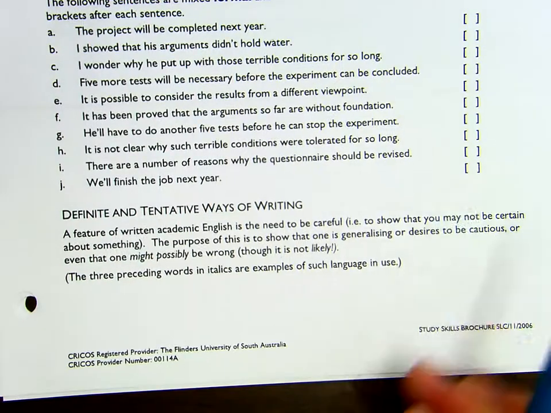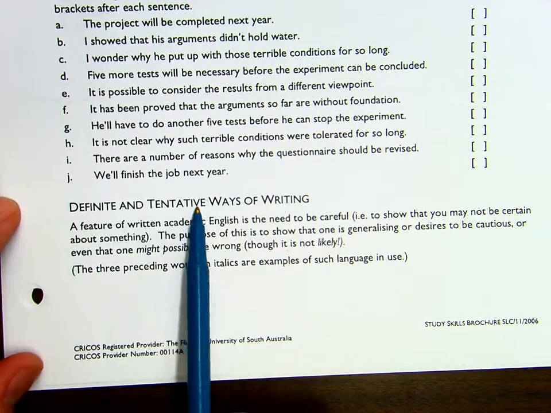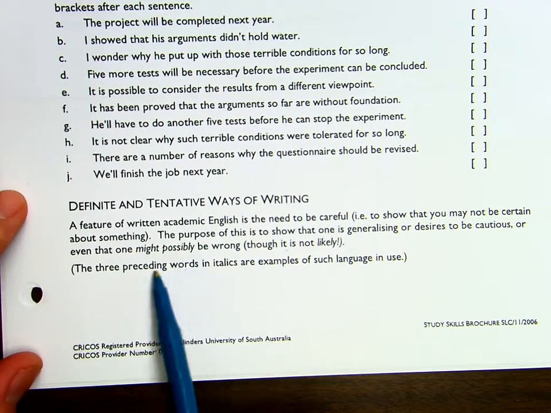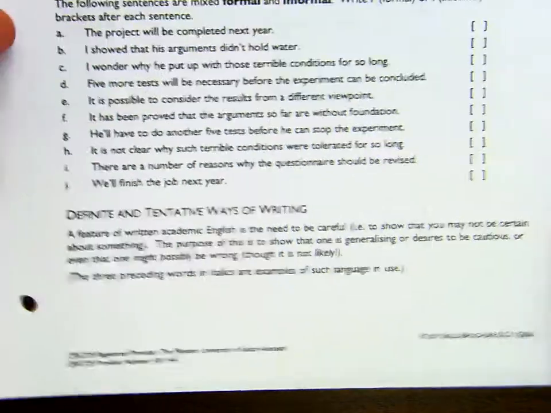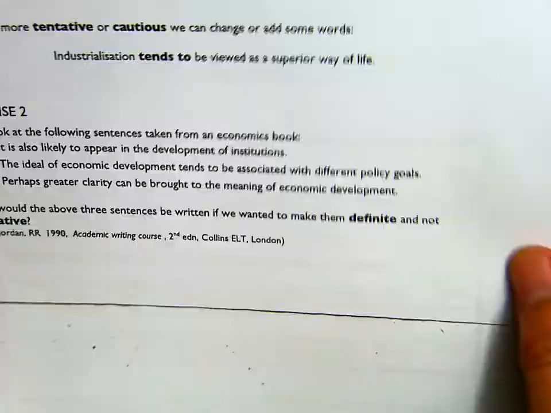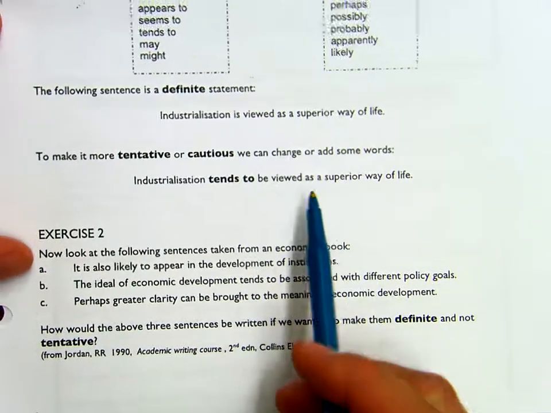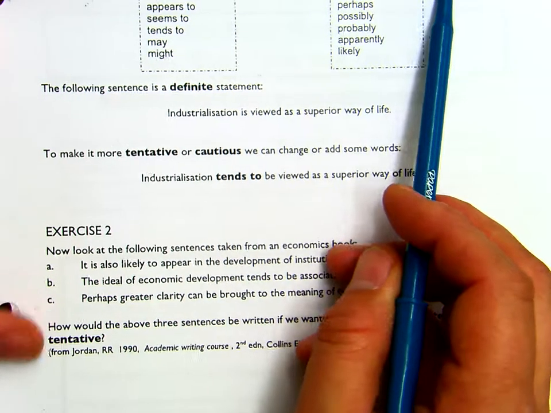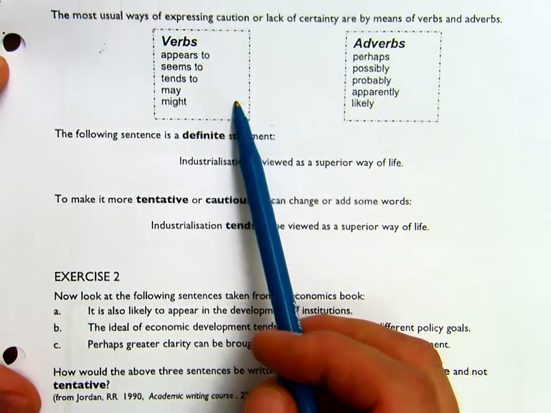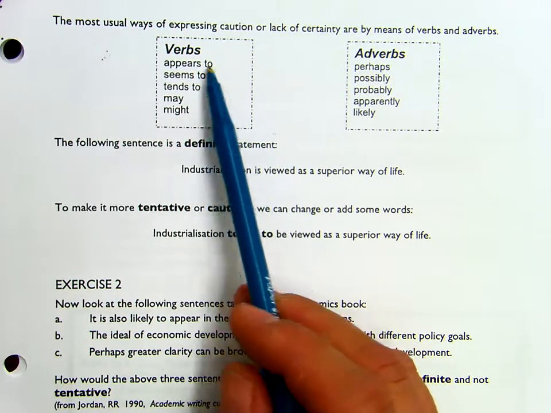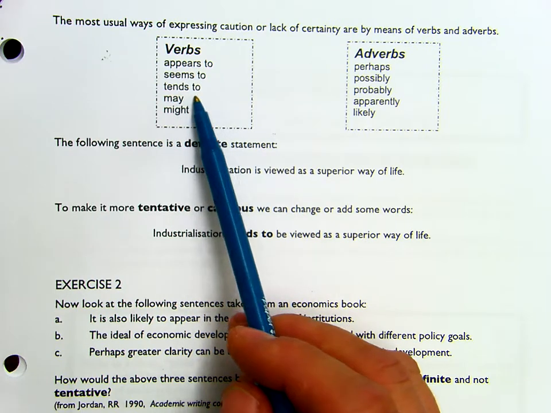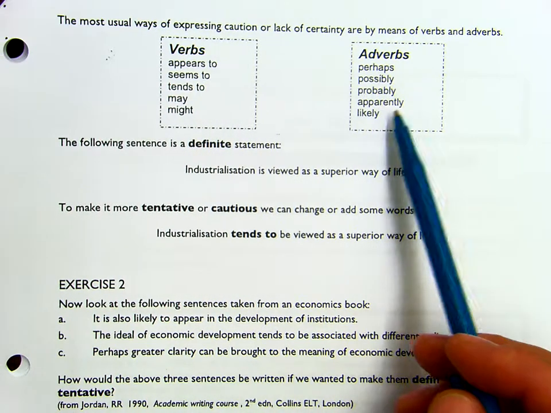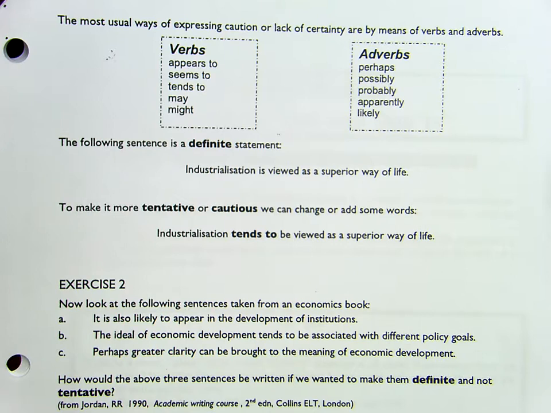Lastly, you want to write definitely. There's a definite way of writing and a tentative way of writing. In other words, you want to be definite about what you say in your writing. The most usual way of expressing caution or a lack of certainty is by verbs or adverbs. So for example, here, "appears to," "seems to," "tends to," or "perhaps," "possibly," "probably." These are words that express uncertainty.